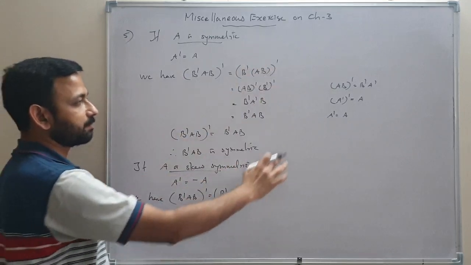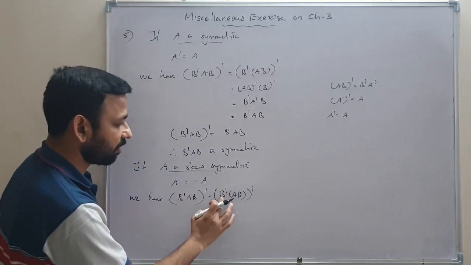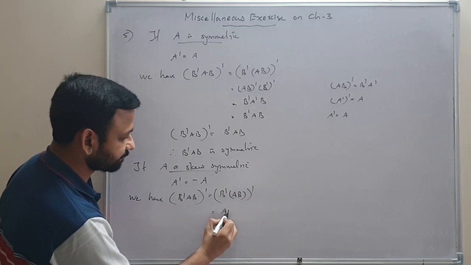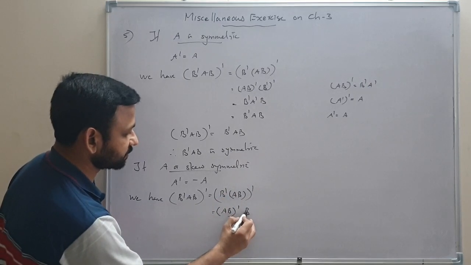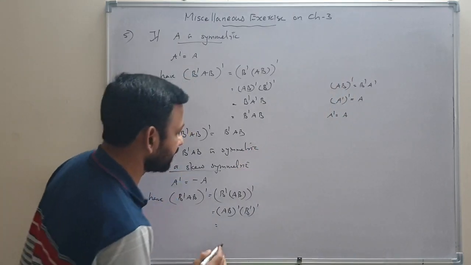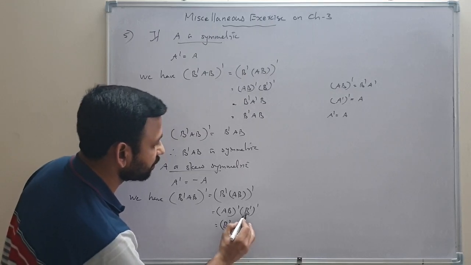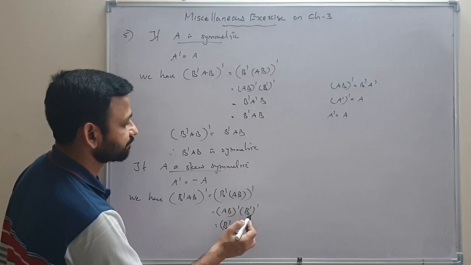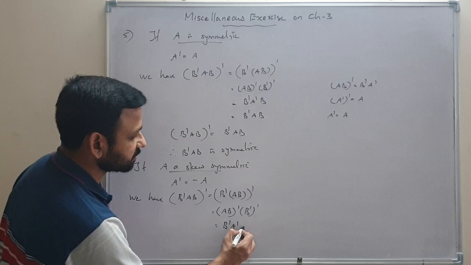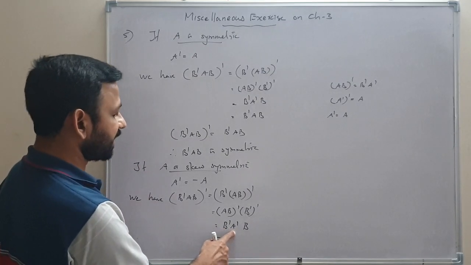Then again we can apply the same property. AB all transpose is B transpose into A transpose, that is, first matrix into second matrix transpose is second matrix transpose into first matrix transpose. We will apply that rule again. B transpose into A transpose into B transpose all transpose. Actually this bracket is not required. B transpose all transpose, that is B.